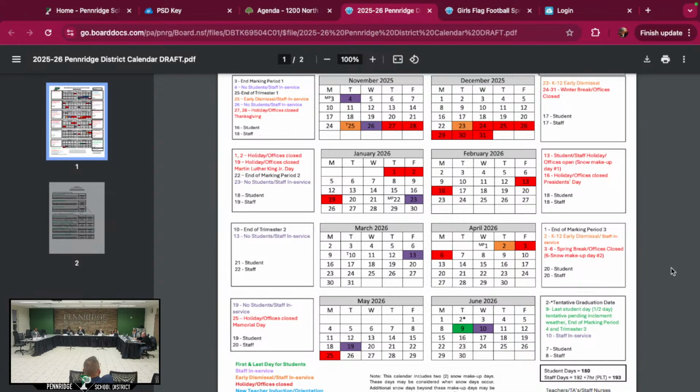We would be adding one in-service day during the month of May, which we haven't had before. That 19th is the primary election day. In terms of half-days, we would have them scheduled on the Tuesday before Thanksgiving, the 25th; the Tuesday before winter break, on the 23rd of December; on the 2nd of April, which would be the day before Easter break or spring break; and then finally on the last student day, the 9th of June. Any questions about the calendar?